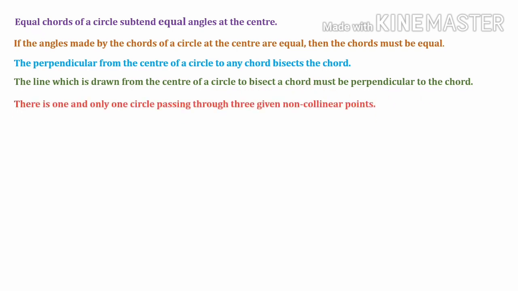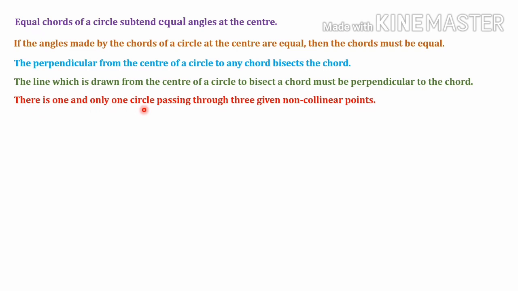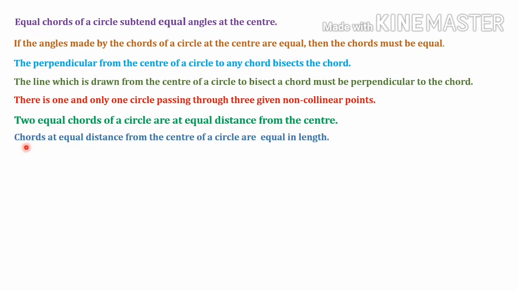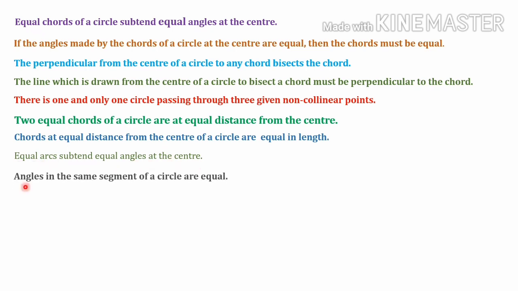Next, there is one and only one circle passing through 3 given non-collinear points. Next, 2 equal chords of a circle are at equal distance from the center. Next, chords at equal distance from the center of a circle are equal in length. Next, equal arcs subtend equal angles at the center. Angles in the same segment of a circle are equal.